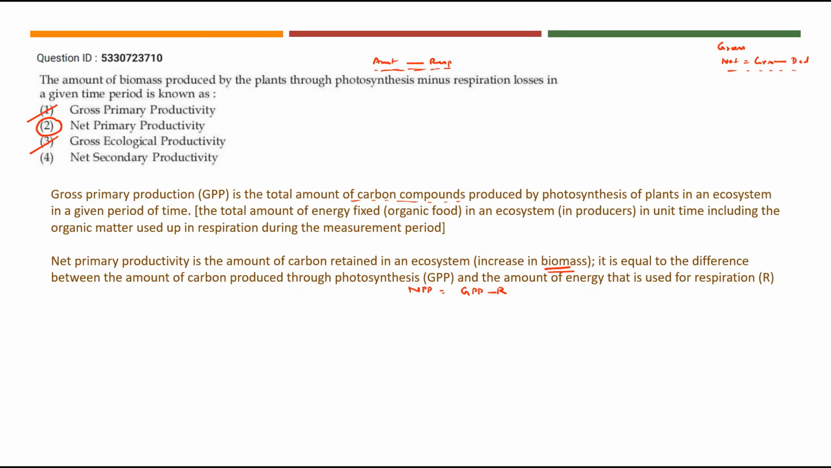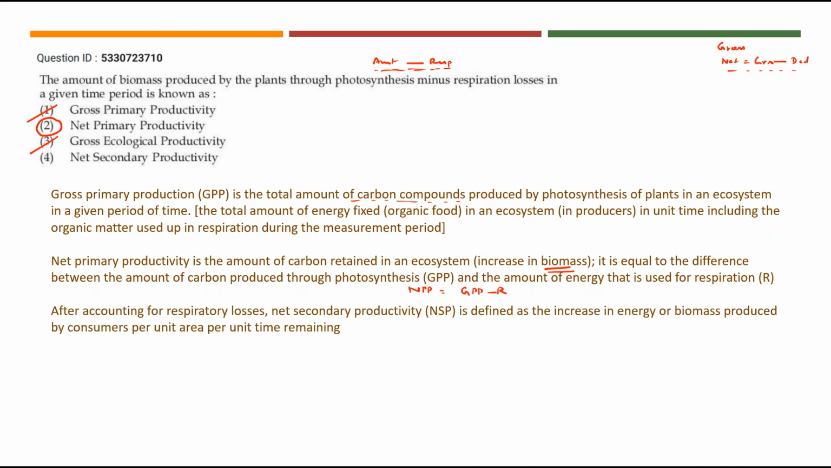What about net secondary productivity? After accounting for respiratory losses, net secondary productivity is defined as the increase in energy or biomass produced by consumers per unit area per unit time remaining. So after this process is over, there is secondary productivity, but primary productivity is what they have asked in the question. We can even rule out option 4.